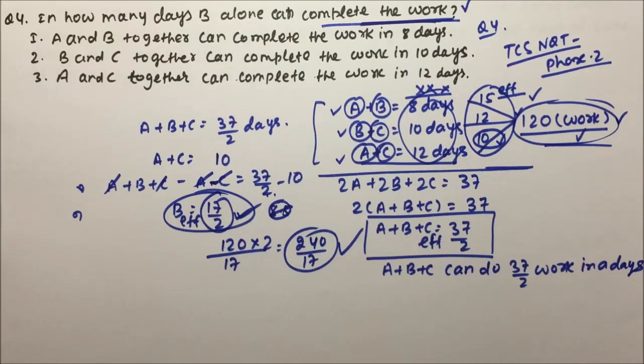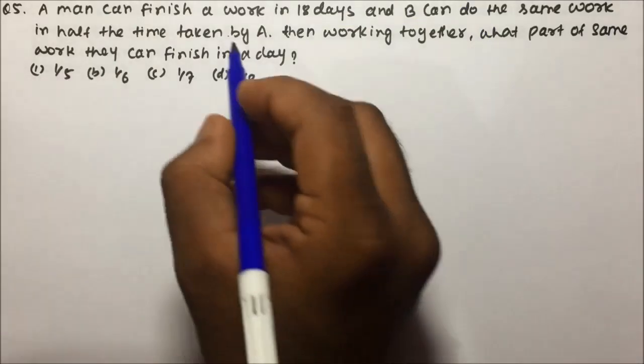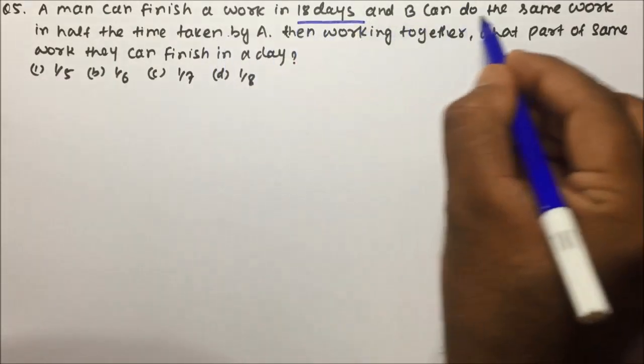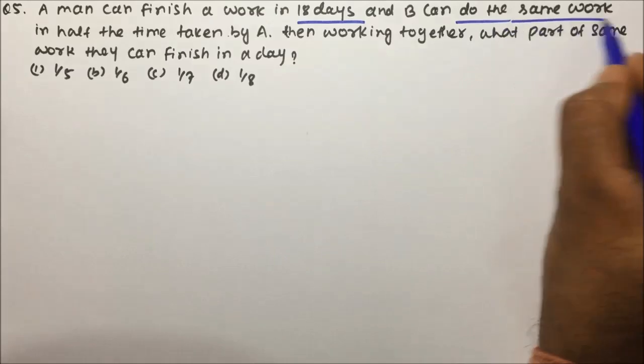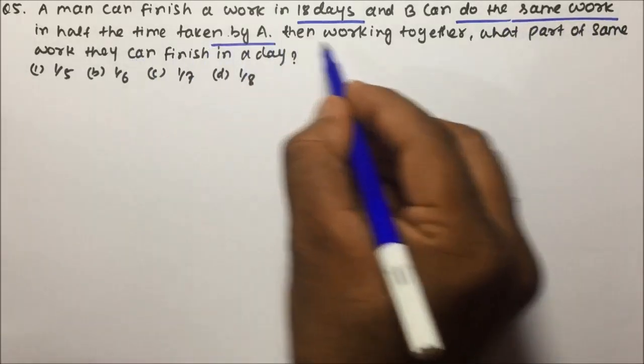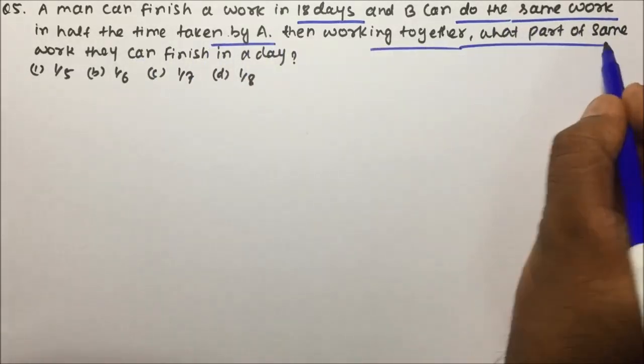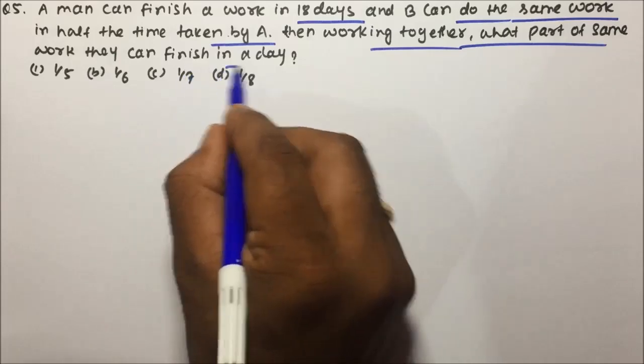Moving towards question number 5. A man can finish a work in 18 days and B can finish the same work in half the time taken by A. Then working together, what part of the same work can they finish in a day?